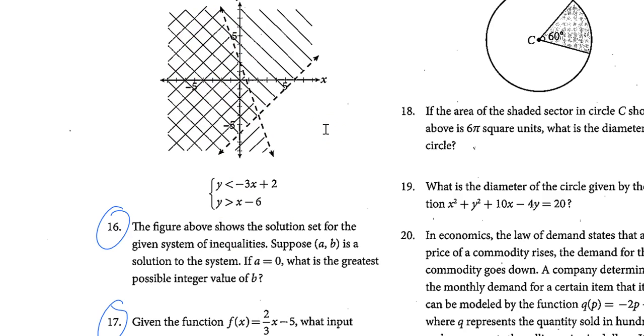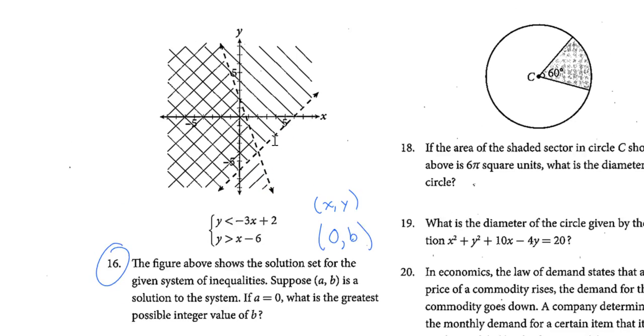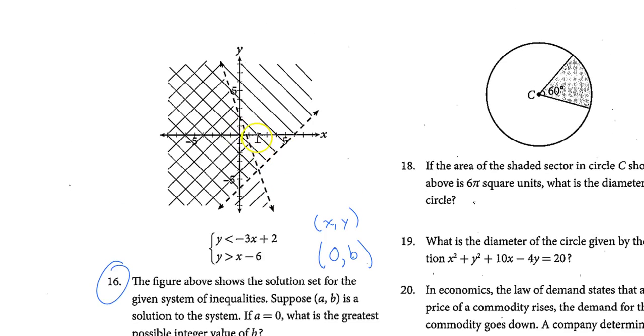If A is equal to 0, what is the greatest possible integer value of B? Okay, so A equal to 0. If we have A comma B, that means our xy coordinate, that AB is going to be 0 comma whatever B is. So we're seeing what the greatest possible integer value. Integer means a nice whole number, right? So positive or negative it can be. The greatest would be as high up as I can go on this y-axis, right?